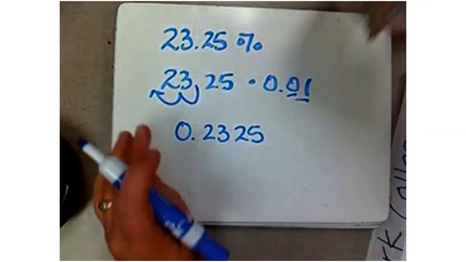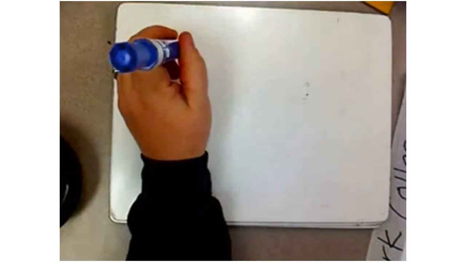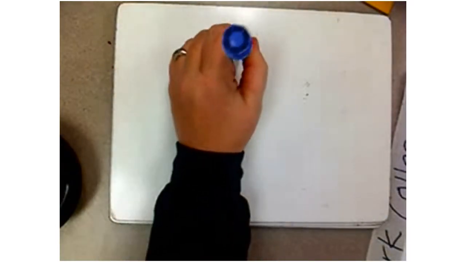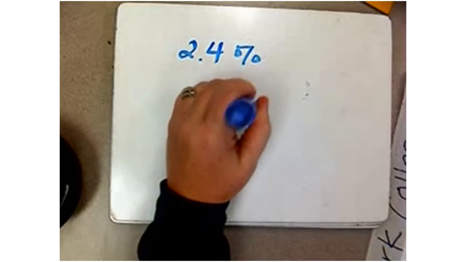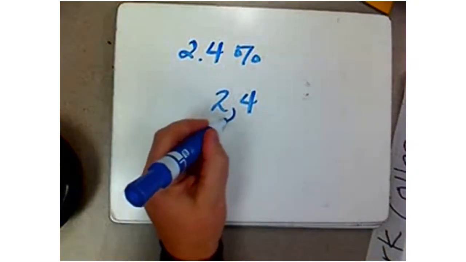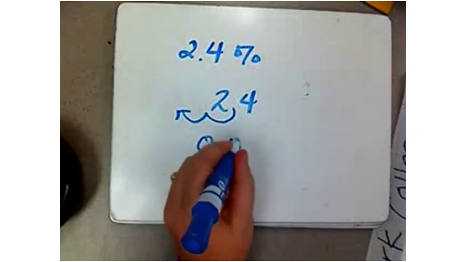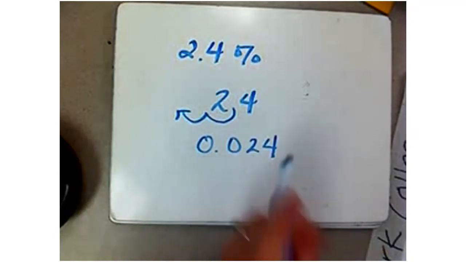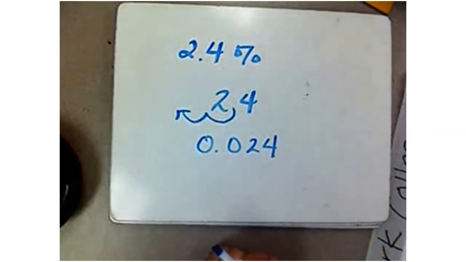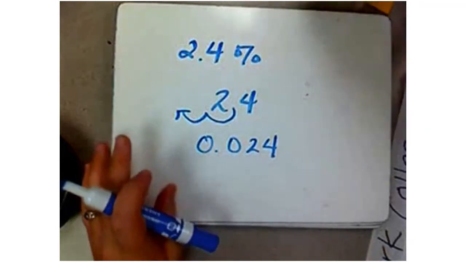Let's try it again with 2.4%. So we have 2.4%. We're going to drop the percent sign, and we're going to move the decimal 2 places to the left. So it's 0.024 is the decimal equivalent of 2.4%. Right? Pretty simple to do.